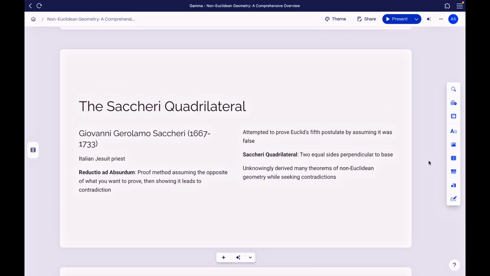There is a special shape called the Saccheri quadrilateral. Giovanni Girolamo Saccheri, sorry if I butchered his name, from 1667 to 1733, was an Italian Jesuit priest, and he attempted to prove Euclid's elusive fifth postulate by a method called reductio ad absurdum, basically by assuming it was false and trying to show that this leads to contradictions in math.